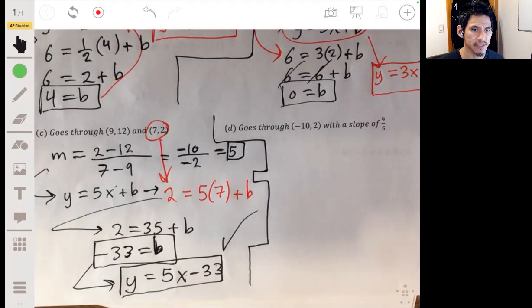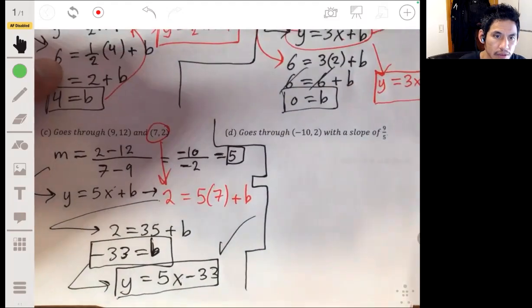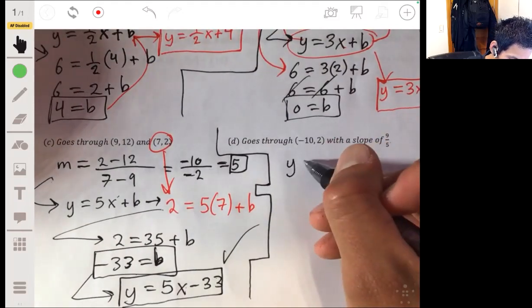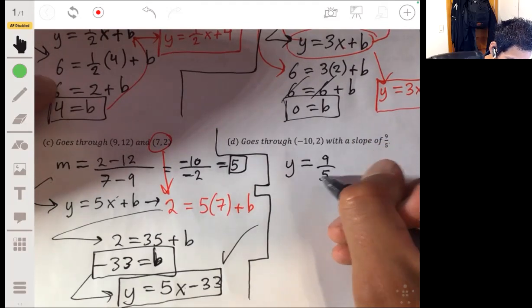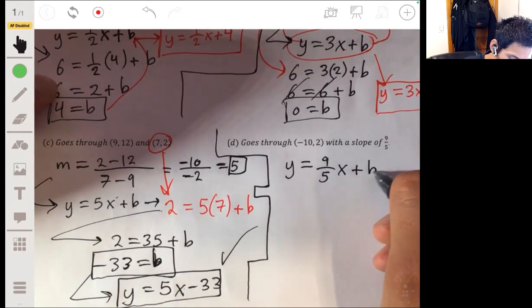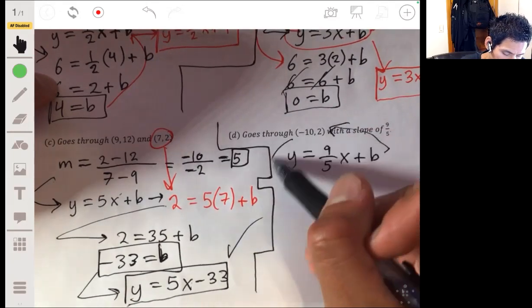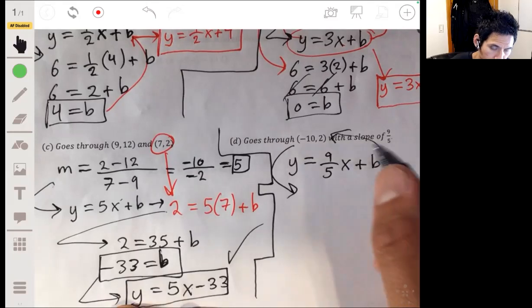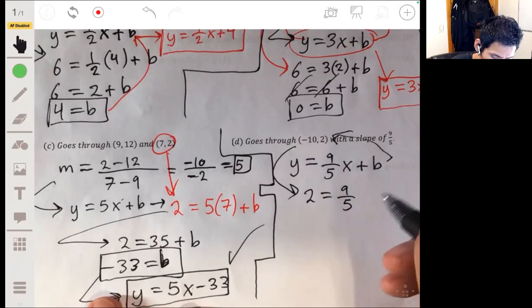All right. And one more of these guys. Let's throw a fraction as a slope, so you don't get scared with these. So we're given the slope as 9/5. So we have y equals 9/5 x plus b. Throw that negative 10, 2 into here. So I have y is 2. And then x is negative 10.